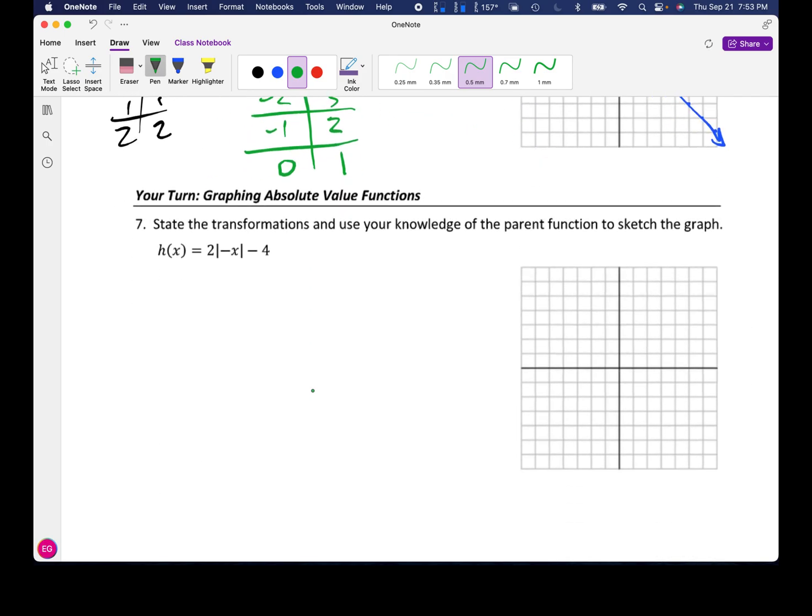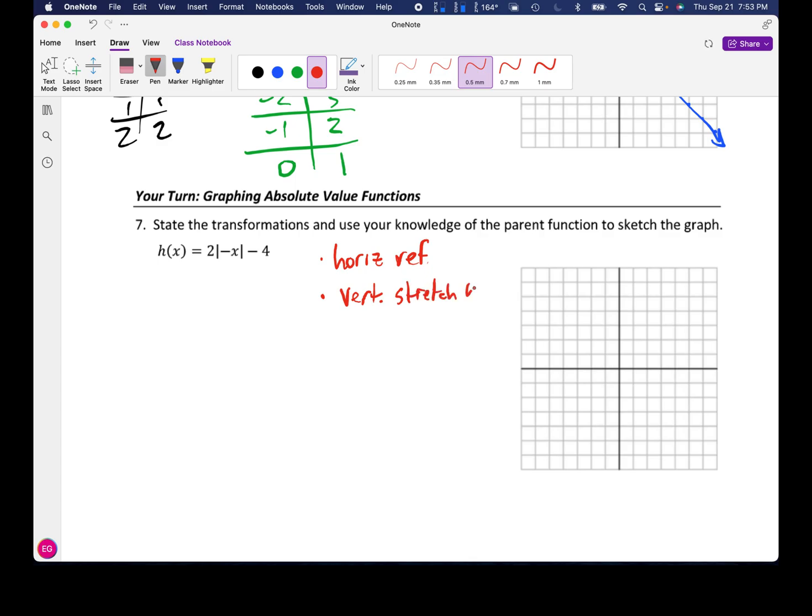So when I look at this, next one, oh, by the way, pause, do the your turn yourself. Totally believe that you're doing it. We're going to have a horizontal reflection, and we're going to talk about that for a second. We have a vertical stretch or vertical dilation of a factor of 2, okay? And then we're going down 4, all right?